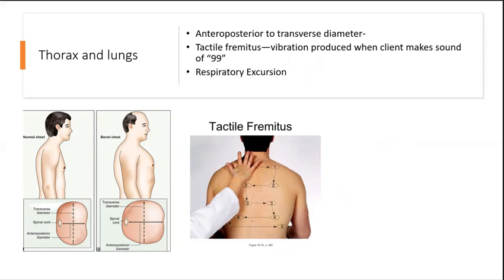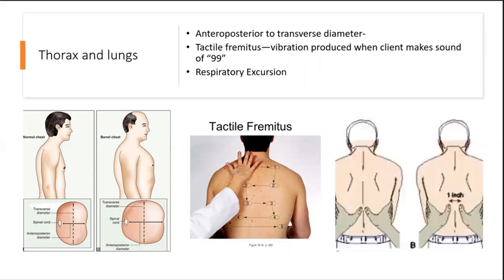Again, you want to assess for respiratory excursion, which is the degree to which the rib cage expands and contracts as a person breathes.